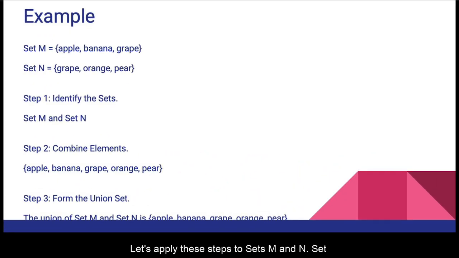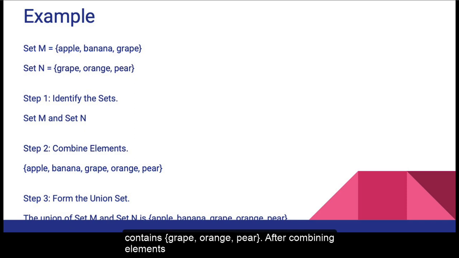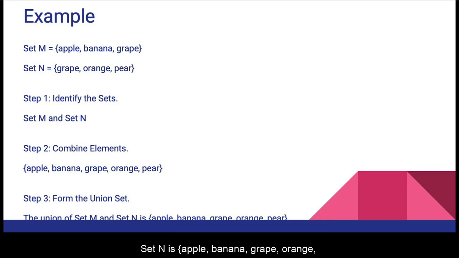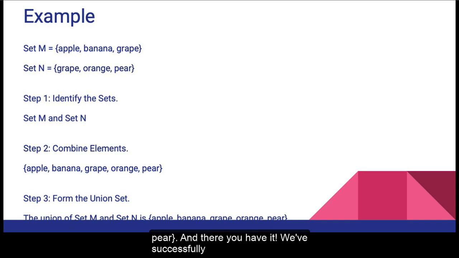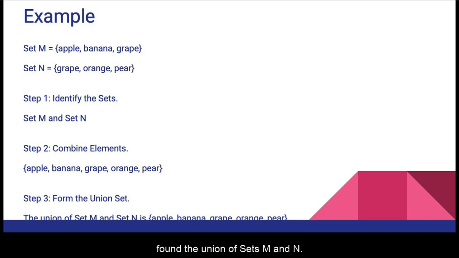Let's apply these steps to sets M and N. Set M contains apple, banana, grape, and set N contains grape, orange, pear. After combining elements and removing duplicates, the union of set M and set N is apple, banana, grape, orange, pear. And there you have it. We've successfully found the union of sets M and N.